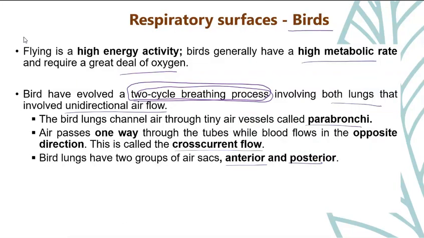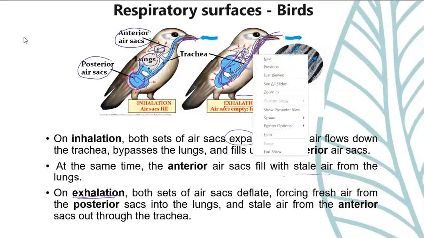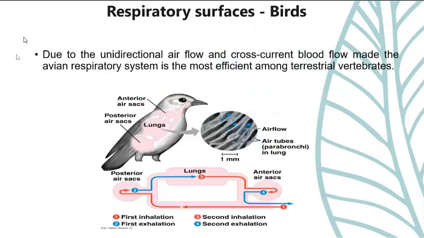Okay, two-cycle breathing processes. Okay, so this makes sure that the lungs is always continuously supplied with fresh air. Walaupun dia tengah exhale, dalam keadaan exhale, udara yang segar still akan masuk dalam lung to provide oxygen. Okay, so last slide lah, kita habiskan yang ni. So due to the unidirectional air flow and cross-current blood flow, the avian respiratory system is the most efficient among terrestrial vertebrates. So avian, burung, they have to have an efficient mechanism of extracting oxygen while they are flying. Kan? So they depend on unidirectional air flow and also two-cycle breathing. Dia ada dua inhalation and dua exhalation. Okay, so this will make sure that the lung is continuously supplied with fresh air.